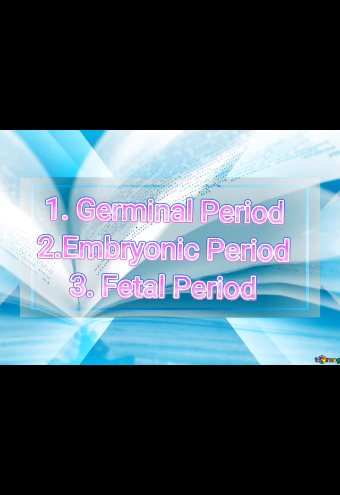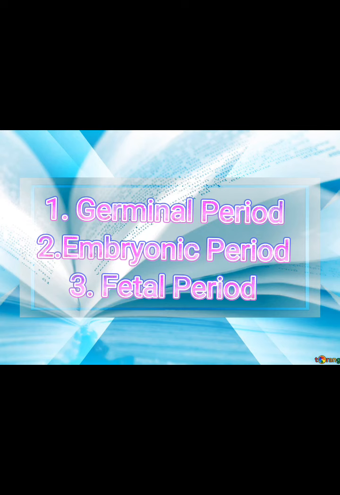So, first is the germinal period. The germinal period is from conception to 2 weeks. So, prenatal development that takes place in the first 2 weeks after conception. The second is it includes the creation of the zygote, continued cell division, and attachment of the zygote to the uterine wall.